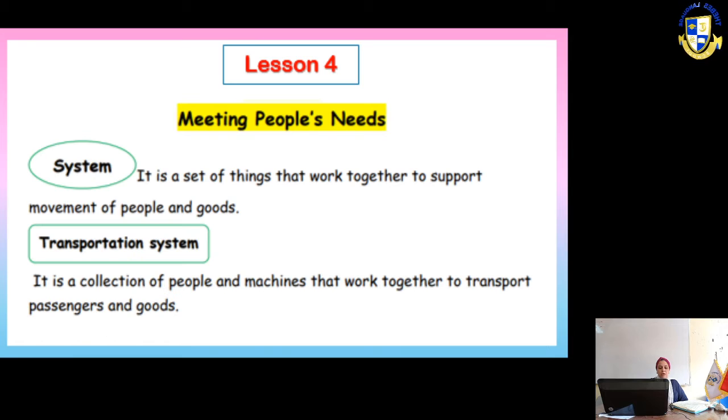Next, we are in lesson 4, meeting people's needs. People need to meet each other. And we use a system. What is meant by system? It is a set of things, which means a group of things that work together to support movement of people and goods. So this system, we are going to emphasize on the transportation system, which is a collection of people and machines, both of them, that work together to transport passengers and goods, people and goods at the same time. Okay, so this is what is meant by transportation system. We use it to move people from one place to another and things also. Next.